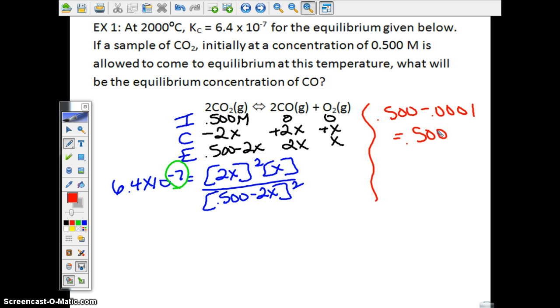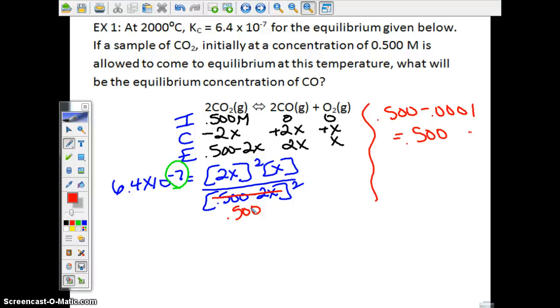That's an assumption we're going to make, and it's called the 5% rule. If we think that what we're subtracting from the initial concentration is going to be less than 5% of that initial concentration, we're going to assume that it's not going to affect our calculation. So we can just say 0.5 minus 2x is approximately equal to 0.5. Look what I just did. That is way easier to solve. We're assuming that 2x is so much smaller than 0.5 that subtracting it is really not going to have an effect with sig figs. What is that called? The 5% rule.